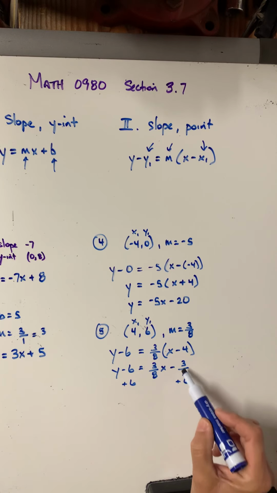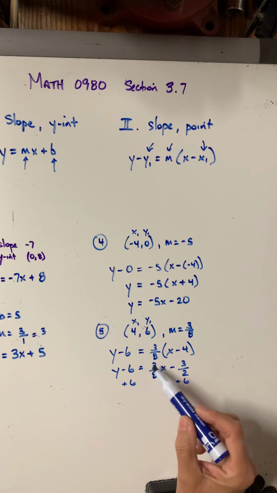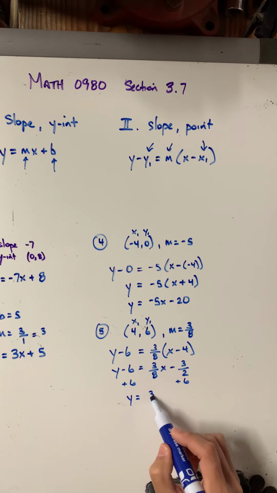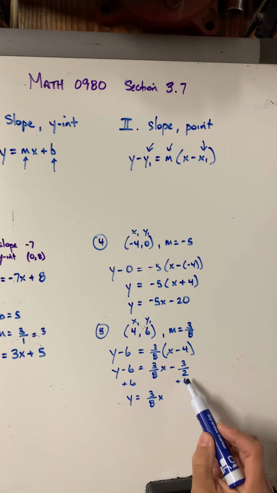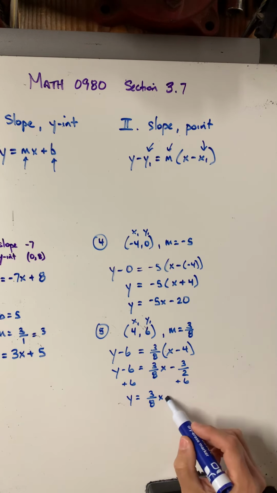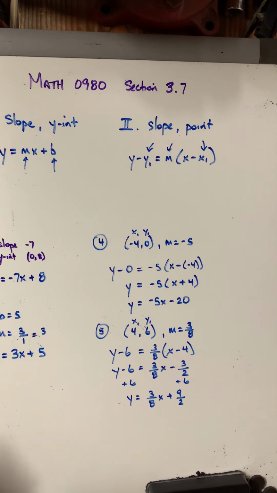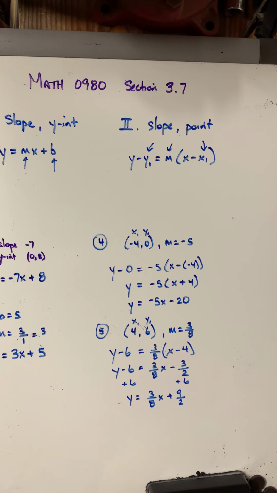Now, you have to add 6 to the constant term because it's not a like term with the one with the x. So I get y equals 3/8 x. Negative 3/2 plus 6 will give me 9/2. And again, you could put that into your calculator to figure that out if you're struggling with that part of it. And that's the answer. That's the equation of that line.